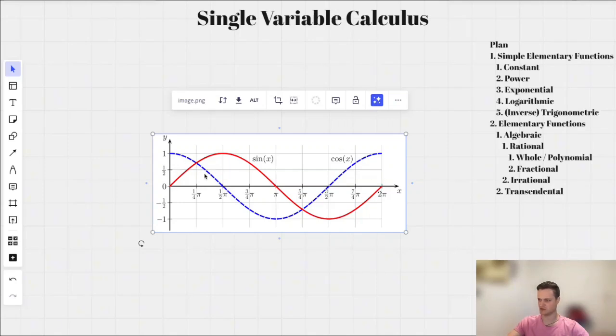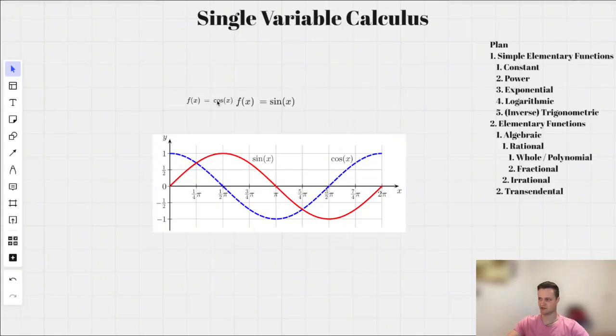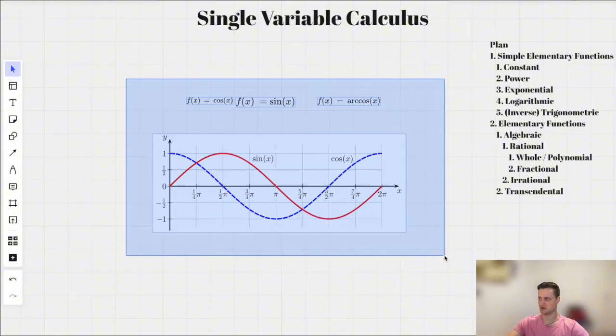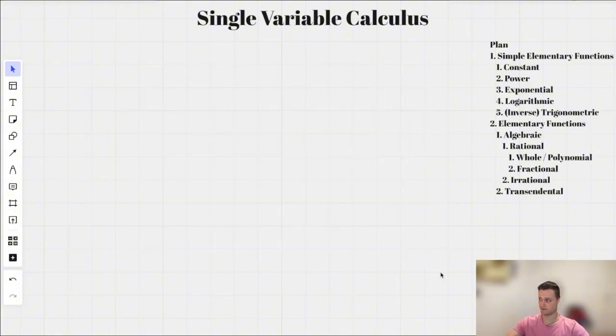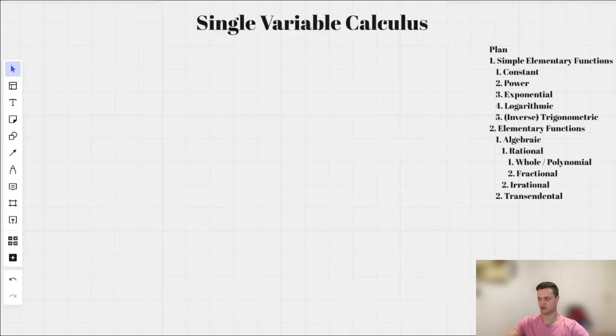They have the same values, but with some shift between them, and they are both limited with the amplitude of 1. But this may be, for example, scaled. If we say 2 multiplied by cosine, then the cosine will be 2 times higher. So these are the periodic functions. And there are also inverse trigonometric functions like arccosine, arcsine, arctangent, and so on. This doesn't matter for today's video, but generally you have to know that these are basically all the simple elementary functions. Let's move on now to the elementary functions.